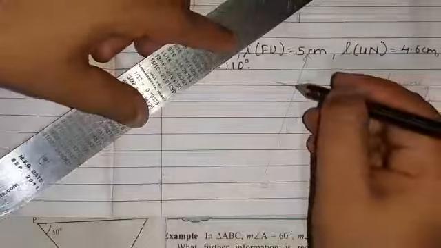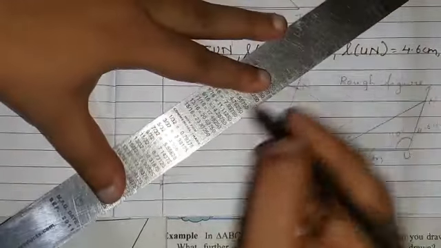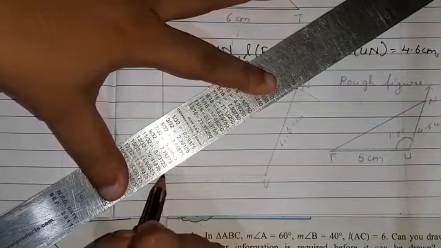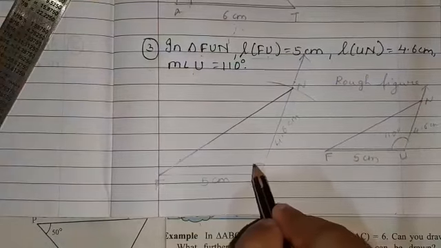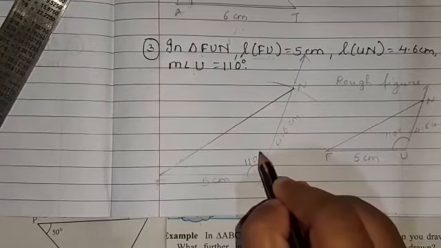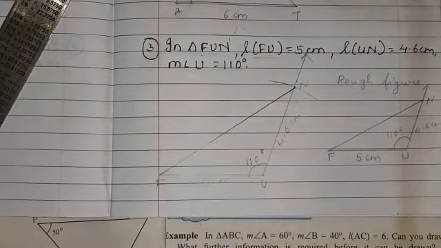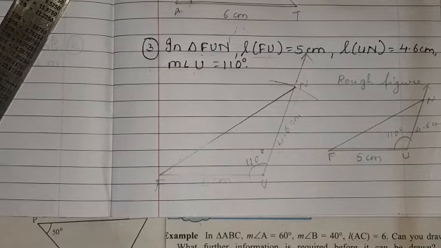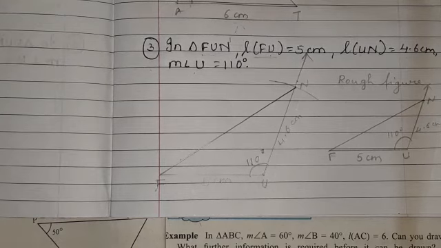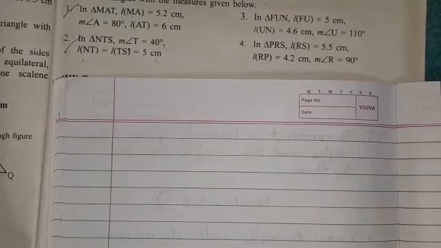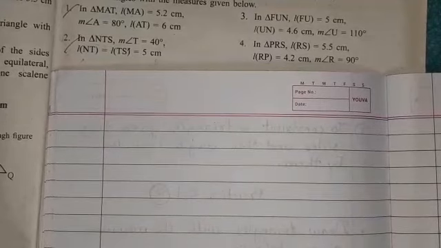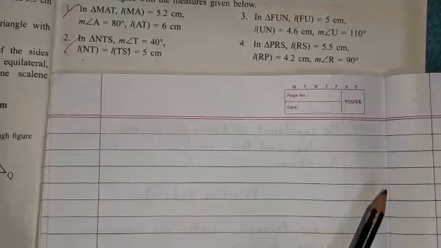Now we will just join point N to point F. So point F and point N I am joining with the help of my scale. And I didn't show here 110, I forgot. So now I am showing it, 110 degree. Okay, so in this way we will have our triangle FUN. So I hope you have understood the two constructions. So you are going to do these two and the remaining two constructions neatly in your CW. Now I will just give you an idea how the rough figure of the third and fourth question will be, and from that you can construct your main figures.